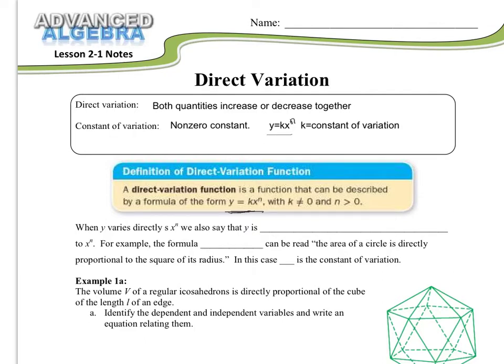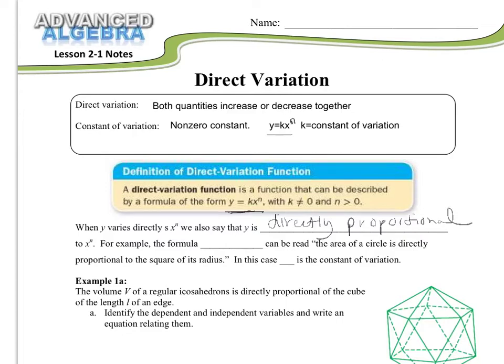So when y varies directly as x to the nth, we also say that y is directly proportional to x to the nth.